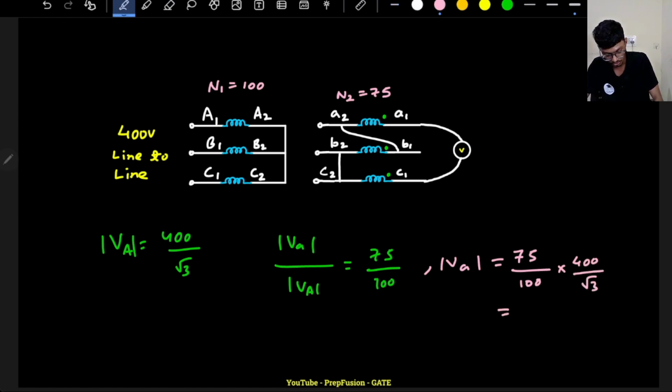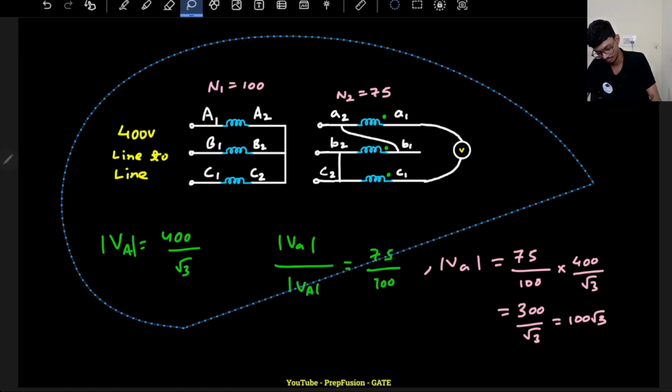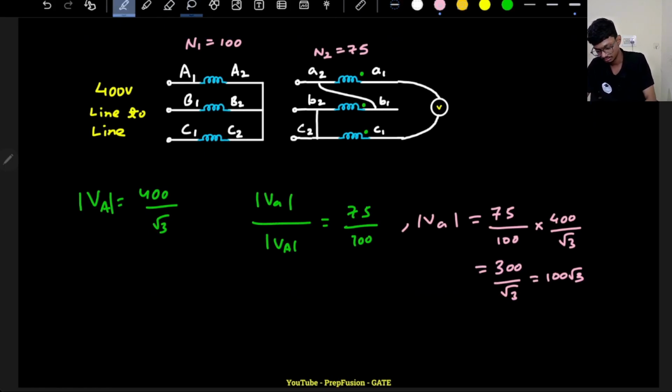Okay, so this will be basically 300 divided by root 3. So it is 100 root 3. Okay, it is 100 root 3. That is what this magnitude of V is.